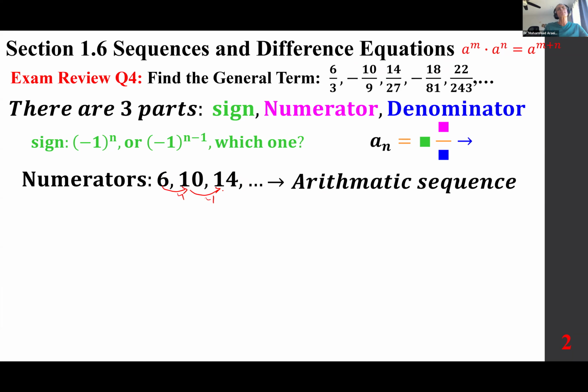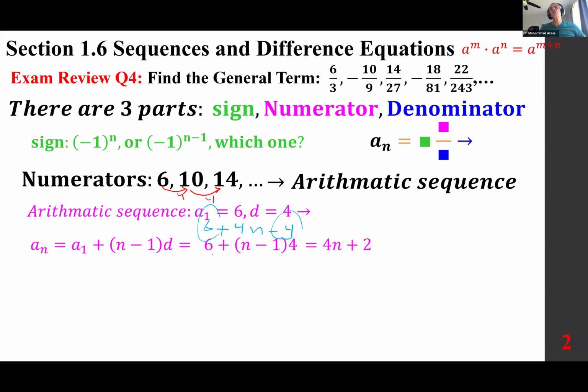Plug in, and we get 6 plus 4n minus 4. These two numbers add up to 2. So the final answer is 4n plus 2. And we move on to the next step, namely the denominators.